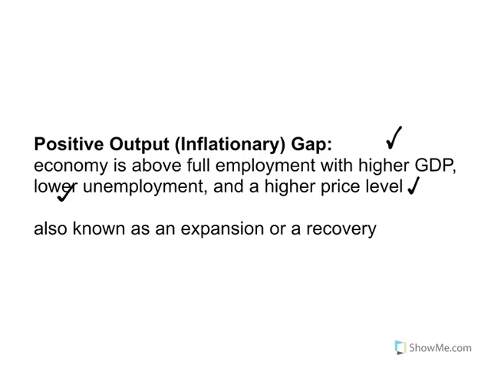In terms of the car analogy, this is the economy moving too fast. Yes, we have higher output. Yes, we have lower unemployment, but prices are rising, and we don't want prices to get out of control. And so this is called an expansion or a recovery. We're coming out of a recession.